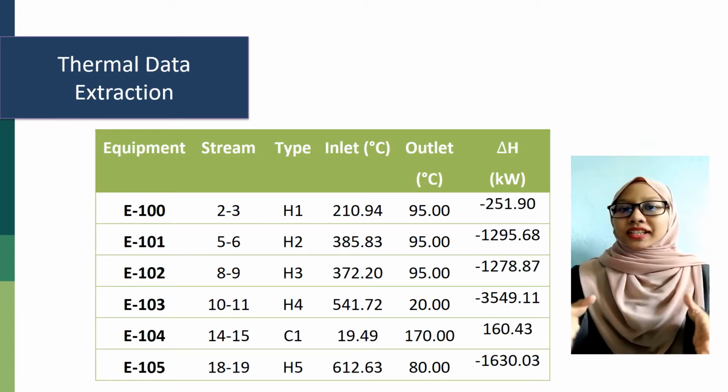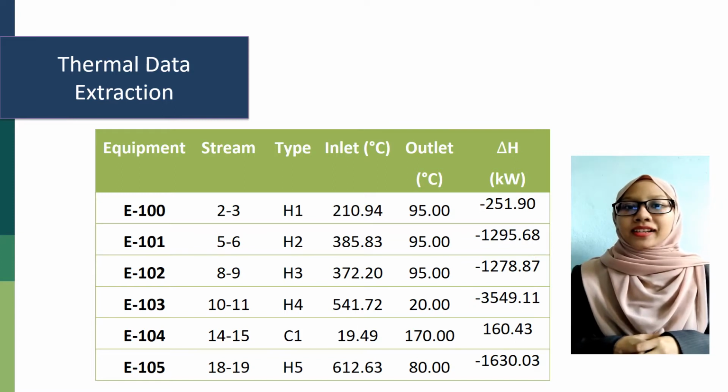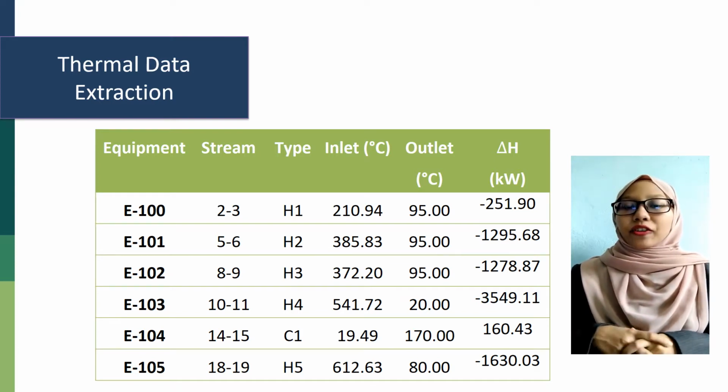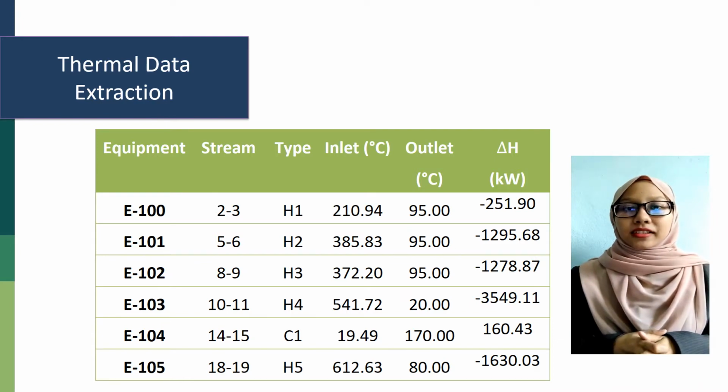So this is the thermal data extraction from the PFD and delta H from the energy balance. There are 5 heaters and 1 cooler being considered for pinch technology analysis. The boiler and condenser are not considered because they would affect the stability of the plant.